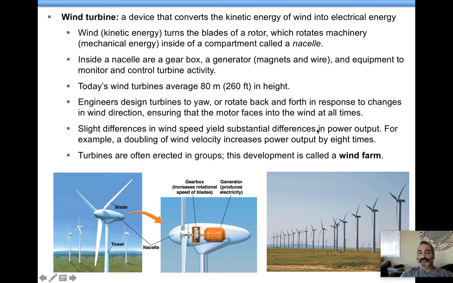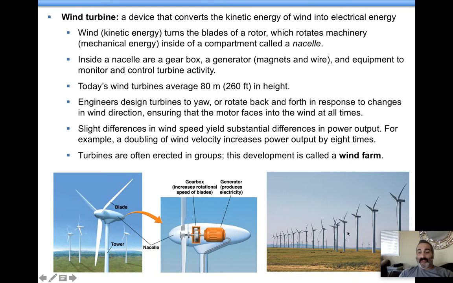All right, so it shows you that it's a cube function. 2 times 2 is 4, times 2 is 8. So the equation is a cube function, which is why doubling wind velocity doesn't just double power. It cubes the power, 2 to the third power. It makes it 8 times more power output.